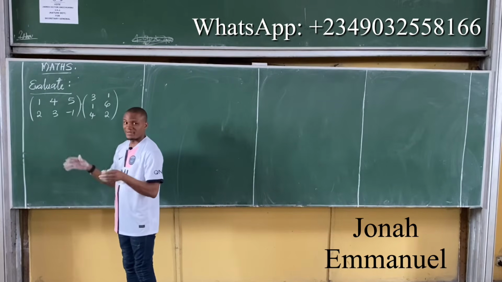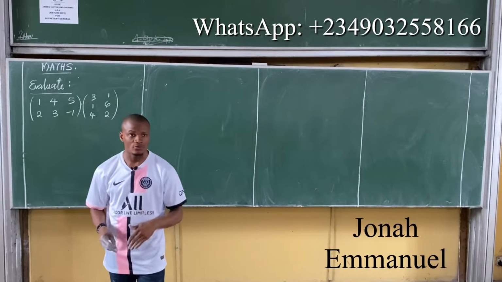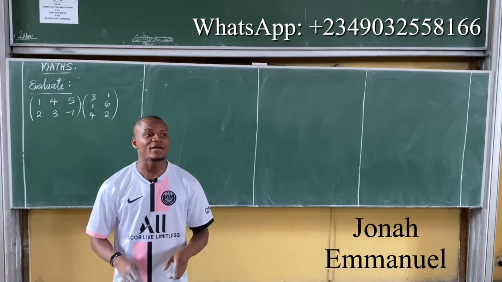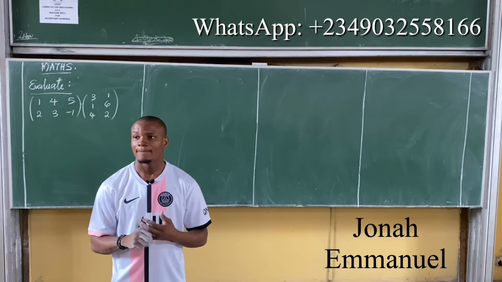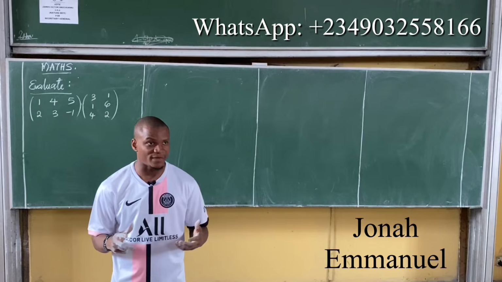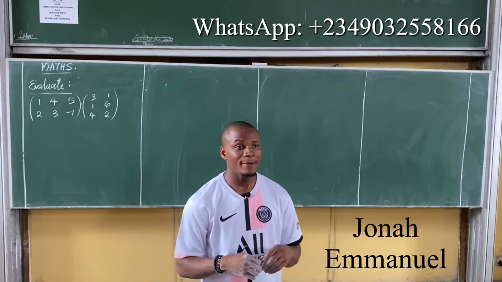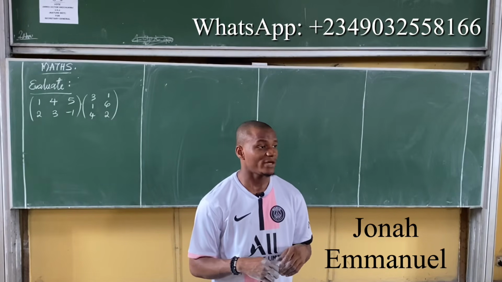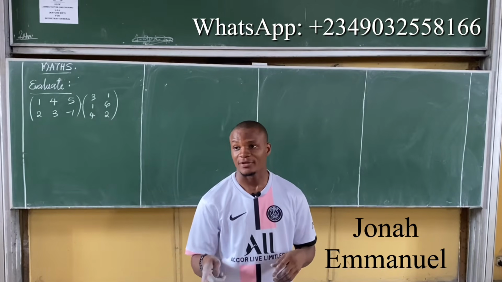No. But they are placed side by side. It means they multiply. Look at this one, please. Do you think they can multiply? Yes or no? Yes. If they multiply, what will be the dimension of your answer? 2 by 3. Confirm that. What do you get? 2 by 3. Okay, 2 by 3.